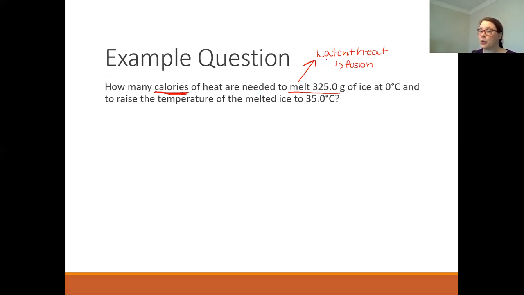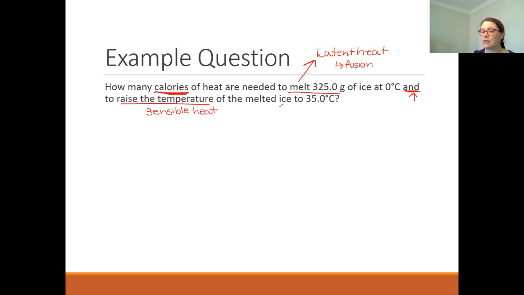Okay, so now we know we have latent heat in this question, so there's fusion, but we have to keep going. So it says the ice is at 0. This word here is a big clue for us: we've got probably a combination. And raise the temperature. This word, raise the temperature, tells me that there is sensible heat involved, of the melted ice to 35 degrees.